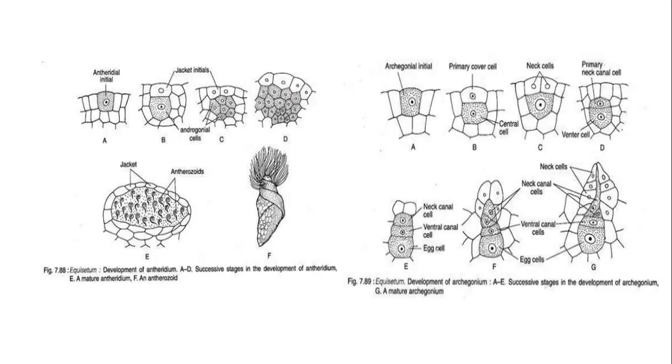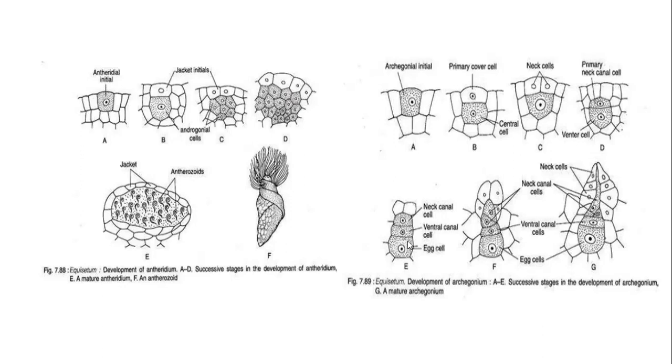Now, when we go for the archegonial development, just like that, within the gametophytic tissue, one of the cells will transform as the archegonial initial. This archegonial initial first undergoes one division and forms one primary cover cell and the central cell. The primary cover cells will transform into the neck cells, and the central cell will undergo one more periclinal division and form the ventral canal cell and the primary neck canal cell.